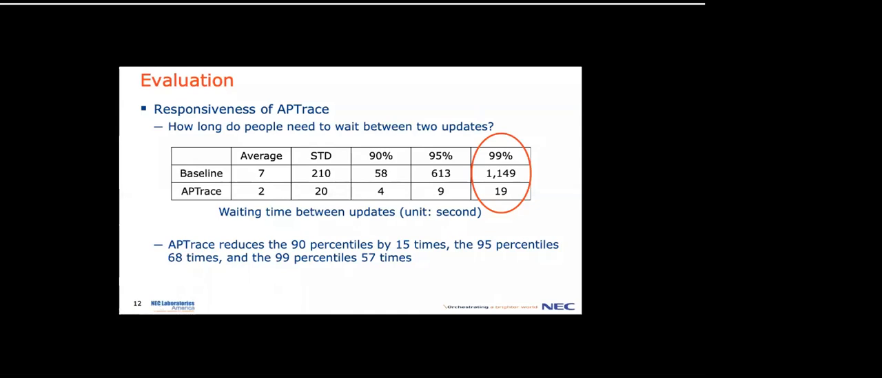Here we tried to answer the question, how long do people need to wait between 2 consecutive updates? So here we show the results in the table. You can see we compare our framework with the baseline, that is the backtracking analysis without any optimization techniques. We recorded the average time, the standard deviation, and also the 90, 95, and 99 percentile of execution time. So we can see our framework can achieve much better results than the baseline.